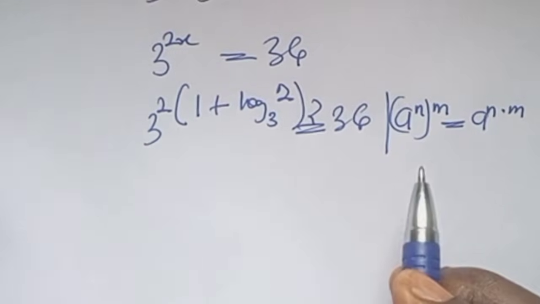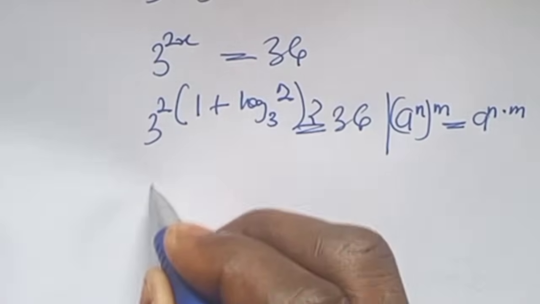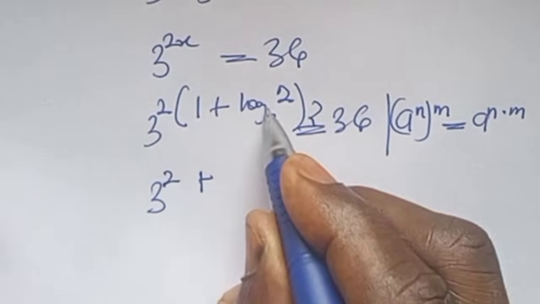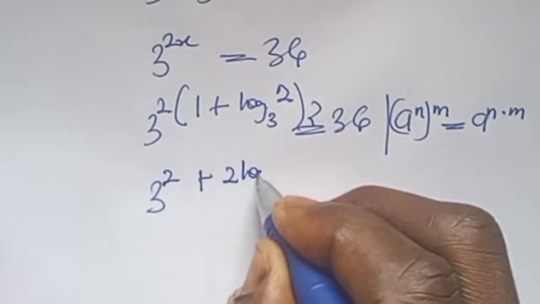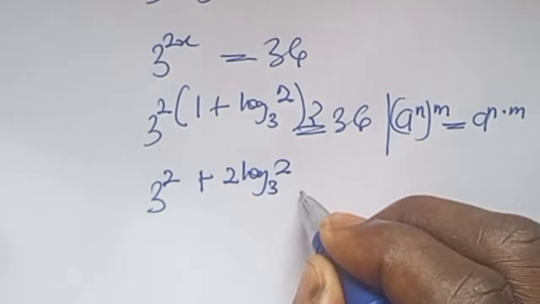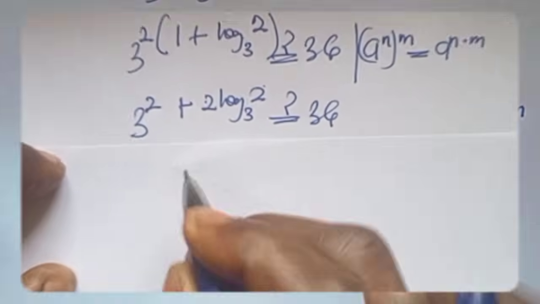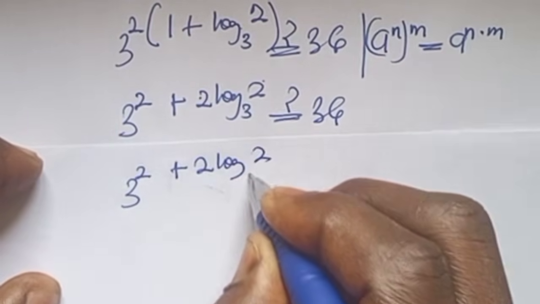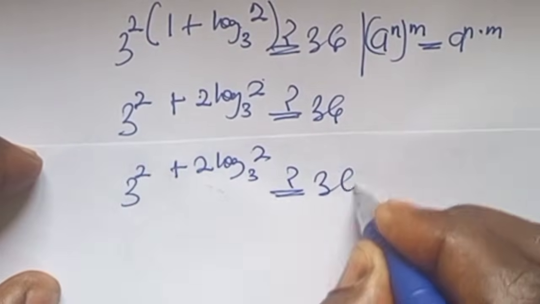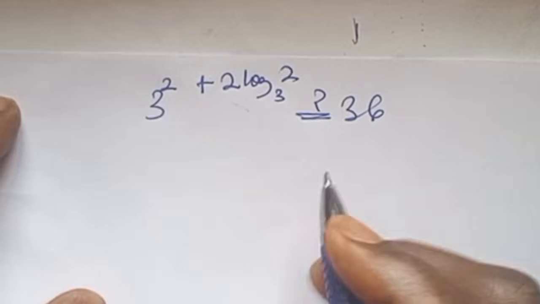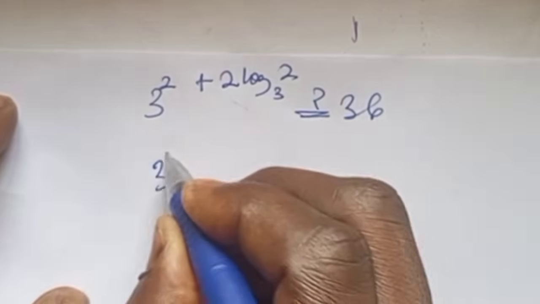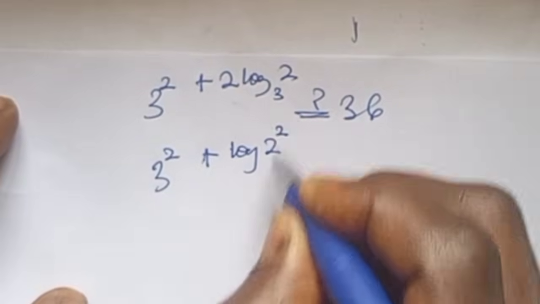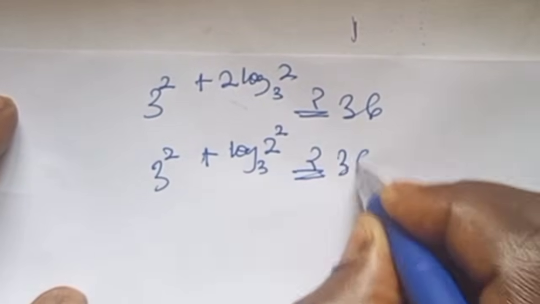So if we agree on this one, we can therefore allow the 2 to open up the bracket, that is 3 to the power of 2 times 1 is 2, plus 2 times log 2 base 3 is 2 log 2 base of 3. Can this be equal to 36? 3 to the power of 2 plus 2 log 2 base of 3. So if we do this very one, the next line becomes 3 to the power of 2 plus log 2 to the power of 2 base of 3. Can this be equal to 36?